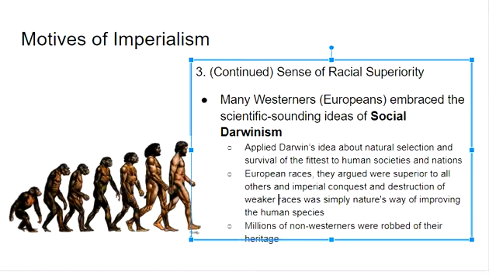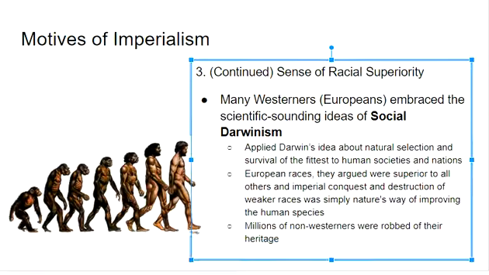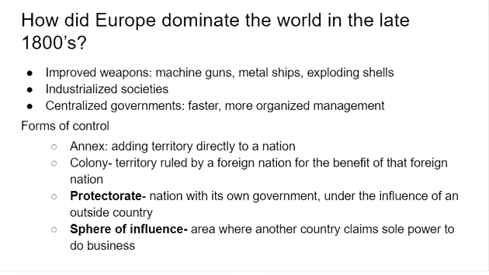and social Darwinism is the idea of natural selection or survival of the fittest, and they applied it to race. They think that nature has made some races better than others, which is like the definition of racism. And in that case, those superior races have the right to rule. And so they're going to use that as an excuse to take over and conquer other people.